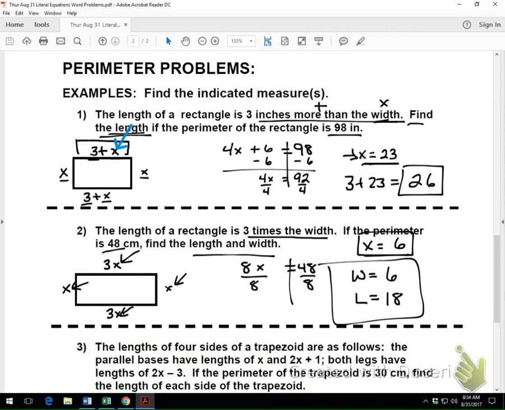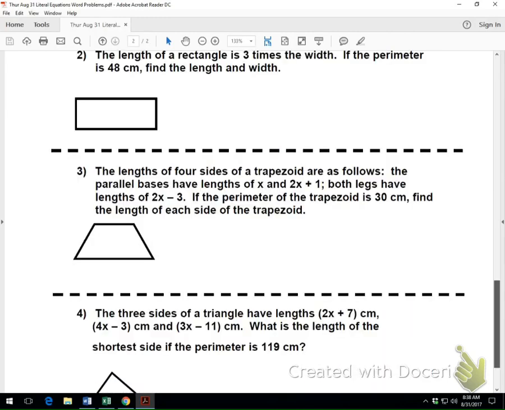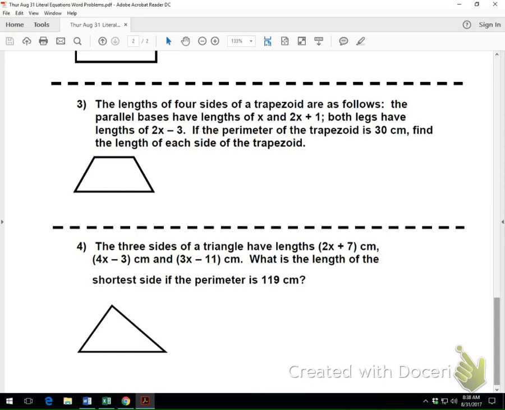Alright, let's look at number 3. It says the lengths of 4 sides of a trapezoid are shown below. It says the parallel bases have lengths of x and 2x plus 1. Well, where do you think the x is going to go? On what? It says the parallel bases. So what does parallel mean? Lines that never cross. So this is your x, and this is your 2x plus 1.